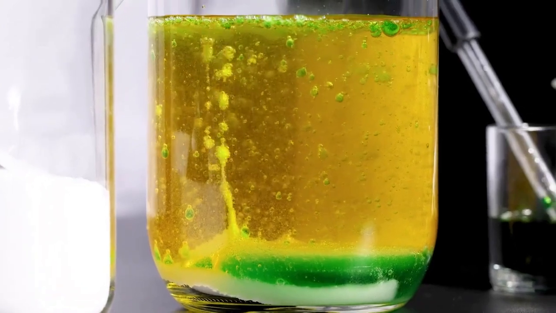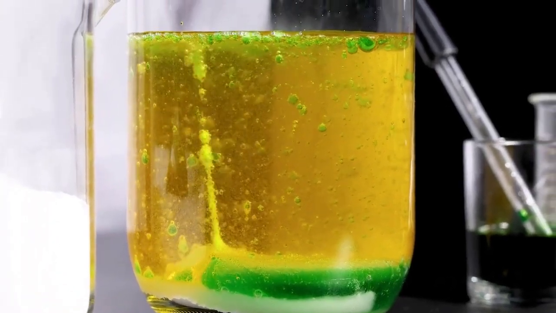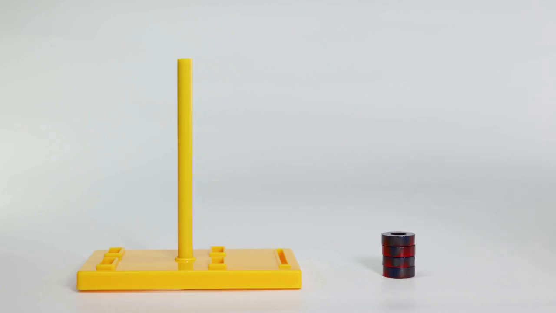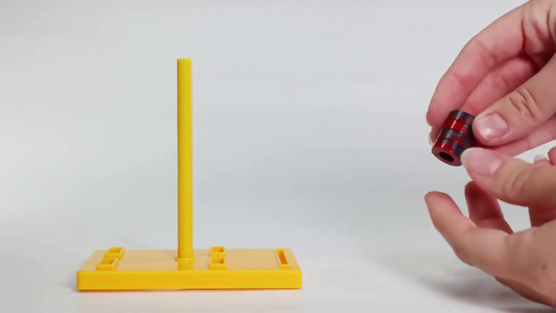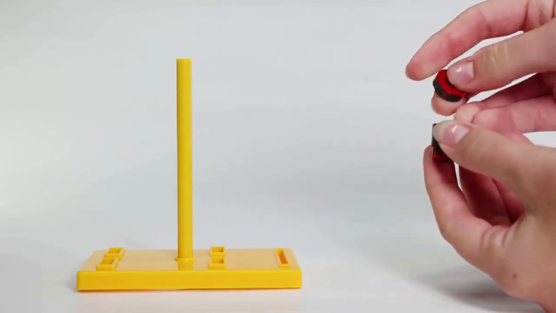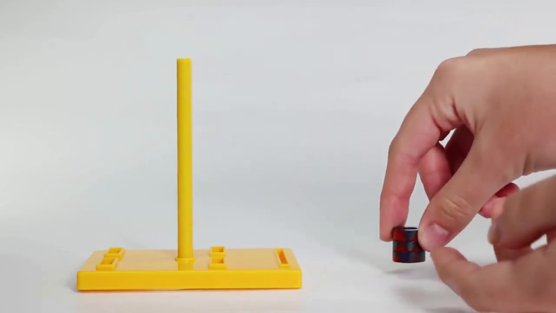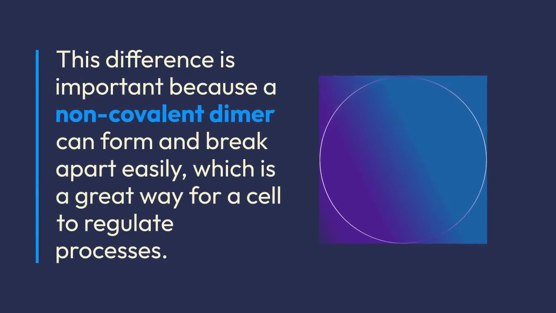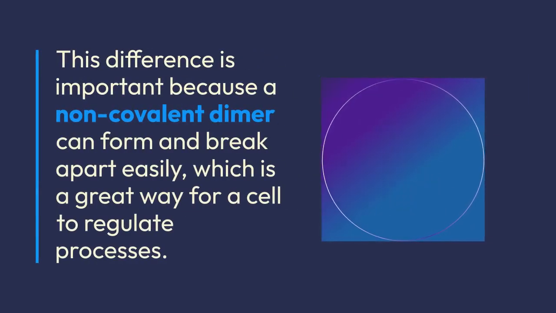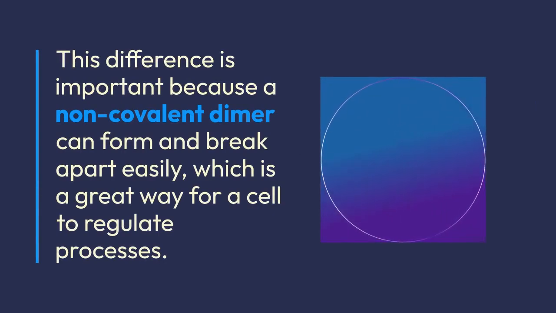These two monomer parts can be linked by different types of chemical bonds. Sometimes they are held together by strong, permanent covalent bonds. Other times, they are linked by weaker, non-covalent interactions like hydrogen bonds or van der Waals forces. This difference is important because a non-covalent dimer can form and break apart easily, which is a great way for a cell to regulate processes.